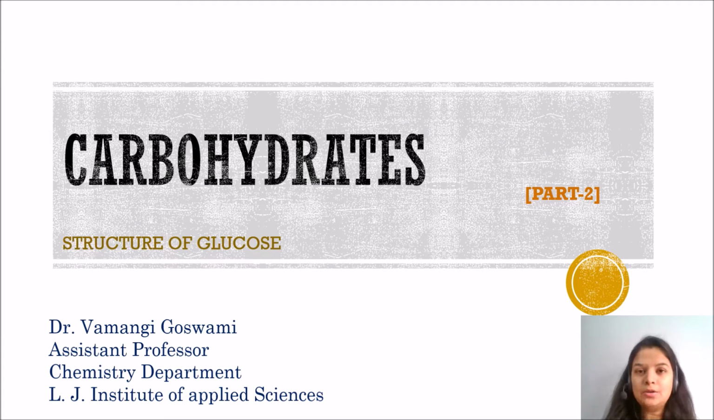In the first part of this chapter we have learned about introduction and classification of carbohydrates. Here in part 2 let us learn about structure of glucose in detail. This topic comes under Gujarat University syllabus BSc Chemistry semester 3, paper number 201, unit number 1A. So let us start.